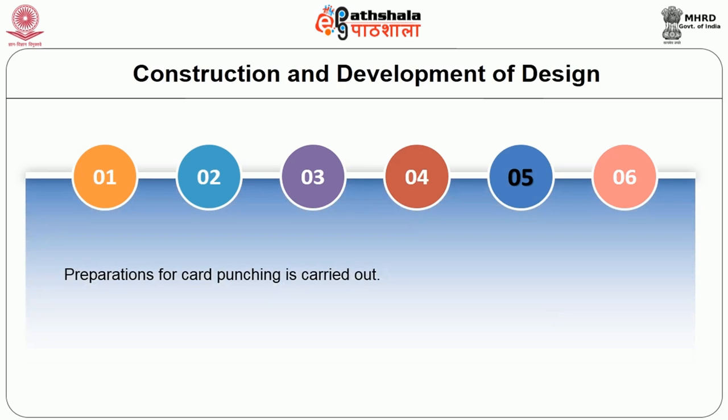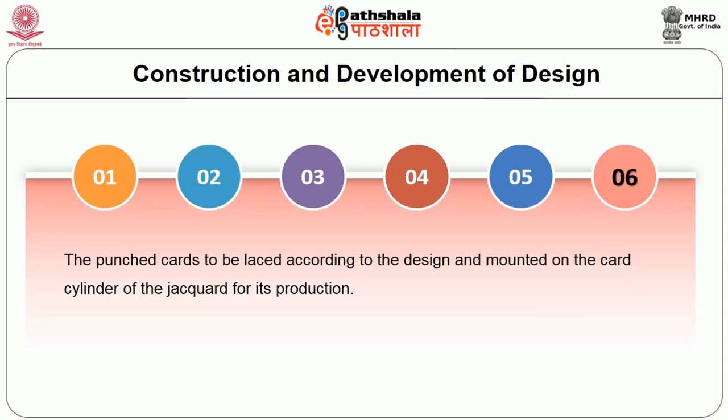Post this preparation, that is, from the selection of the motif design, enlargement and transfer onto the graph sheet, we have to go to the preparation of the cards. That is, the card punching graph sheet has to be squared out, using black, in rows of 8, corresponding to the size of the jacquard. Once that is blacked out, using a suitable card cutting machine, the cards have to be punched, and the punched cards have to be laced together, and then the lacing has to be mounted onto the jacquard to produce the fabric.